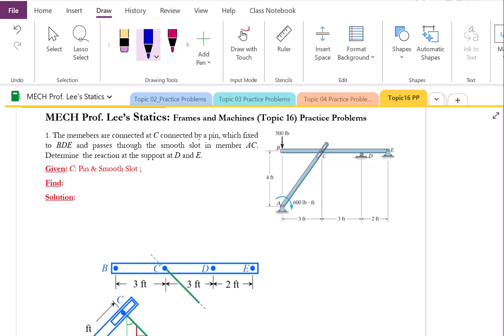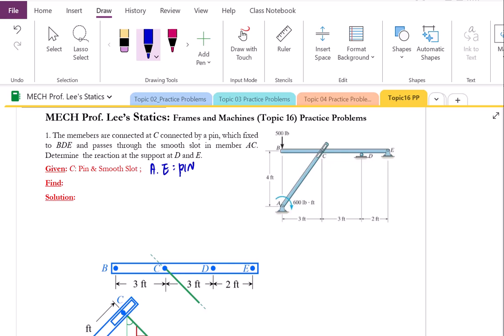C is given as pin and smooth slot, and we do know what will be the reactions from the pin and smooth slot: normal to the slot surface. And smooth means we're not going to consider the friction effect from the slot surface. And A and E is the pin support. Pin support will not allow translations in X and Y directions in this two-dimensional space, but will allow rotation, clockwise or counterclockwise, in this two-dimensional space.